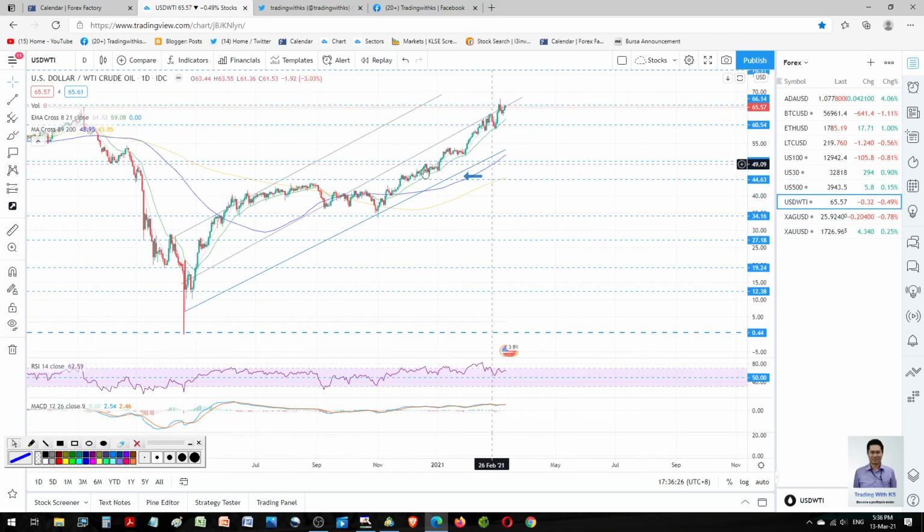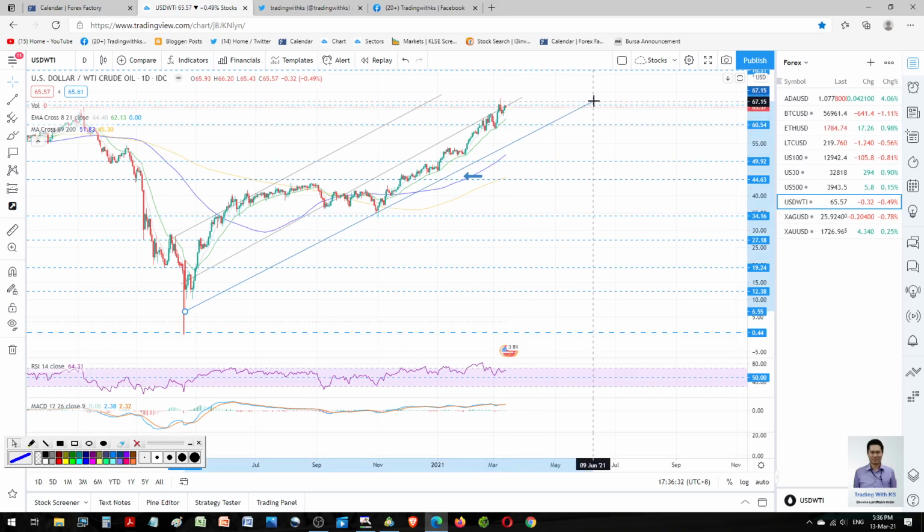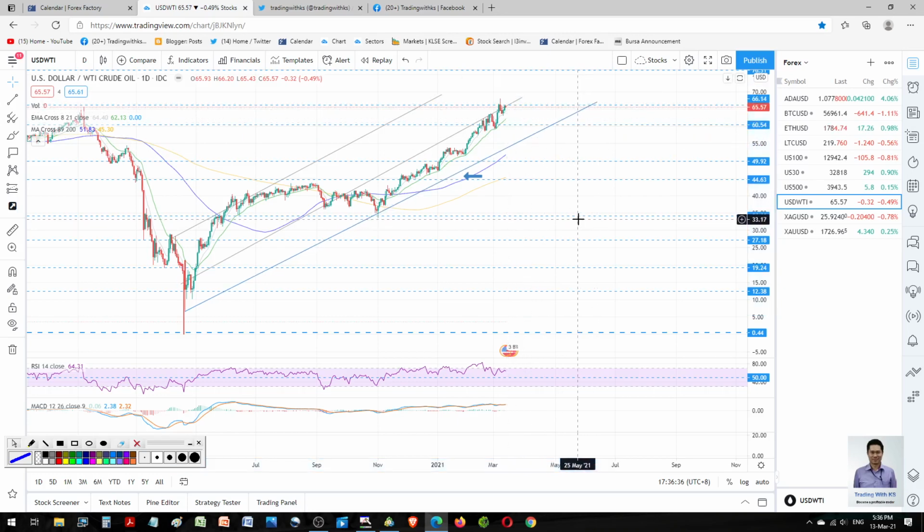Oil is also very strong. Oil is still very strong. It's in the middle of the channel, so there could be some correction before it can break out above the middle of the channel. So that's it for today.